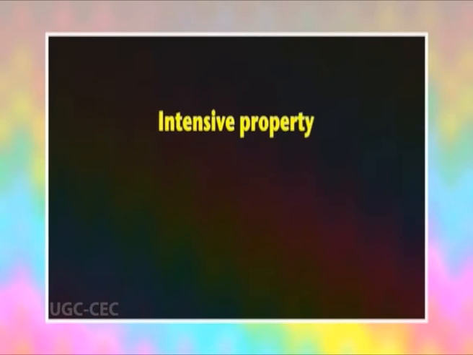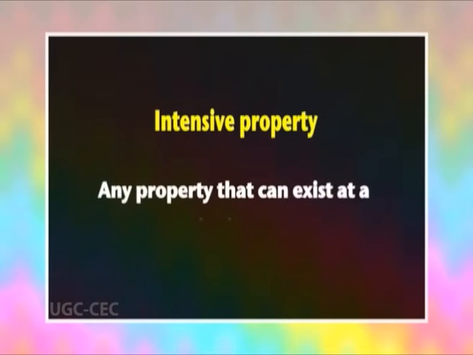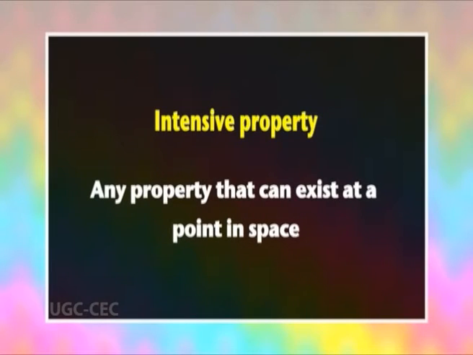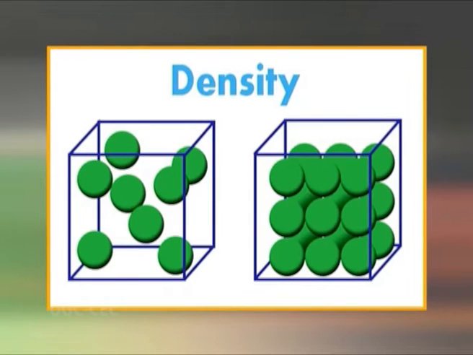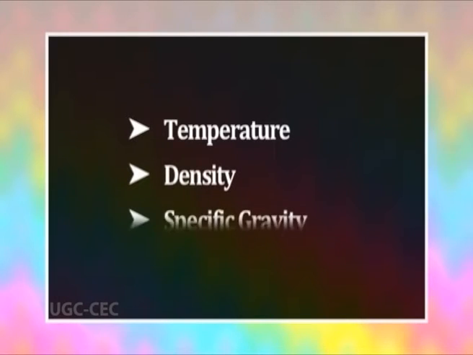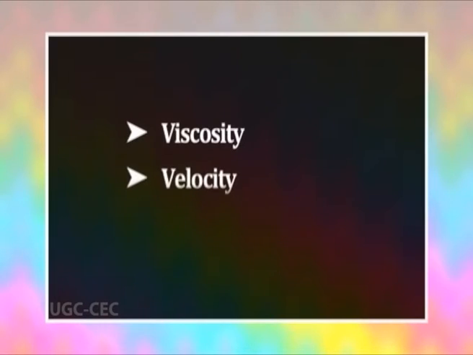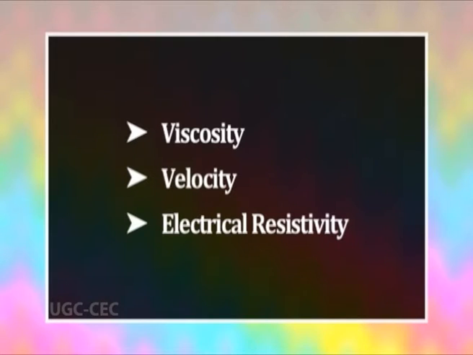On the other hand, an intensive property is any property that can exist at a point in space. Temperature, pressure, and density are good examples. You could imagine moving a thermometer about a room or a pressure sensor about a swimming pool so as to record the property at each location, that is, point in space. Examples of intensive properties include temperature, density, specific gravity, viscosity, velocity, and electrical resistivity.